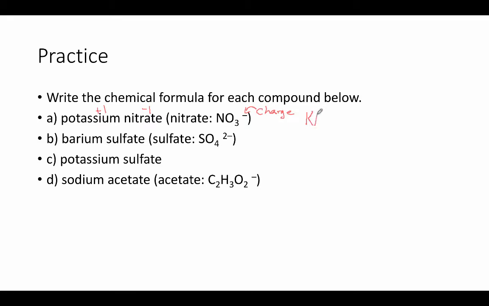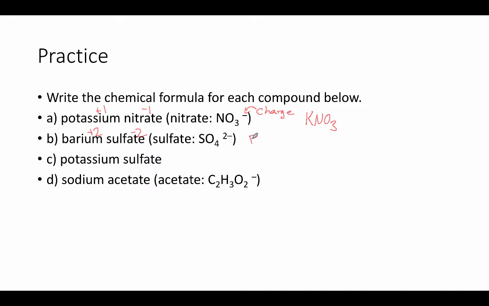So KNO3. And you know that nitrate is NO3 because you're told that it's NO3, and you don't write the charges when you're writing the compound name or writing the compound formula. Barium sulfate. Barium has a +2 charge. Sulfate, looking over here, has a -2 charge. They're the same charge, so again, we just smush them together.